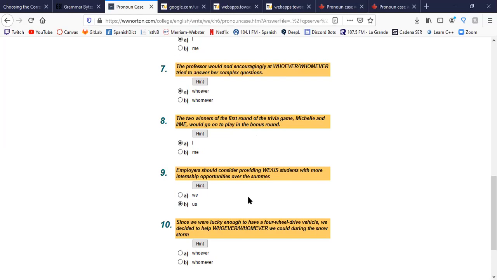Okay, last one. Since we were lucky enough to have a four-wheel drive vehicle, we decided to help whoever or whomever we could during the snowstorm. Okay, so if you remember what I talked about earlier, this shouldn't be very hard for you regarding whoever and whomever. So pause the video and think.